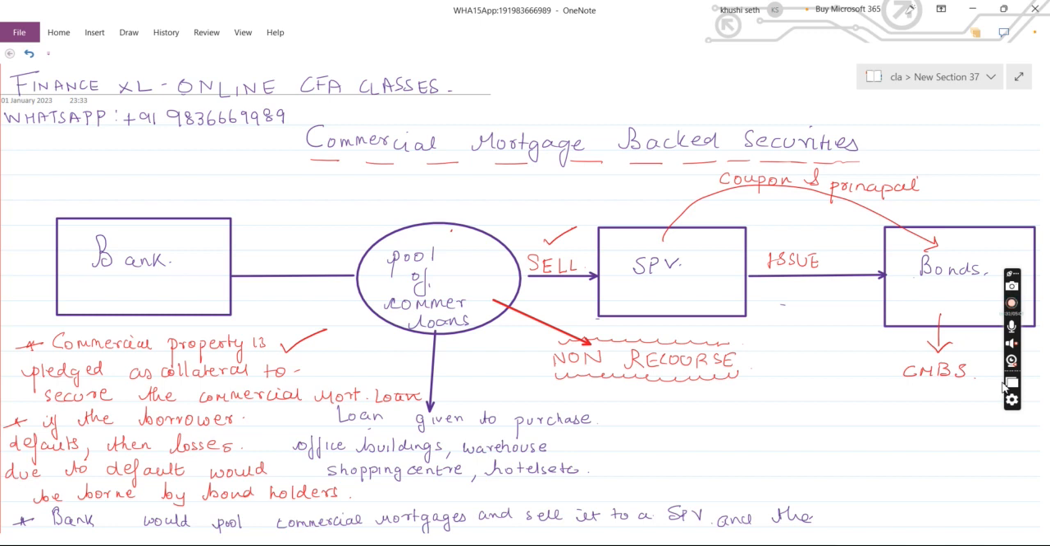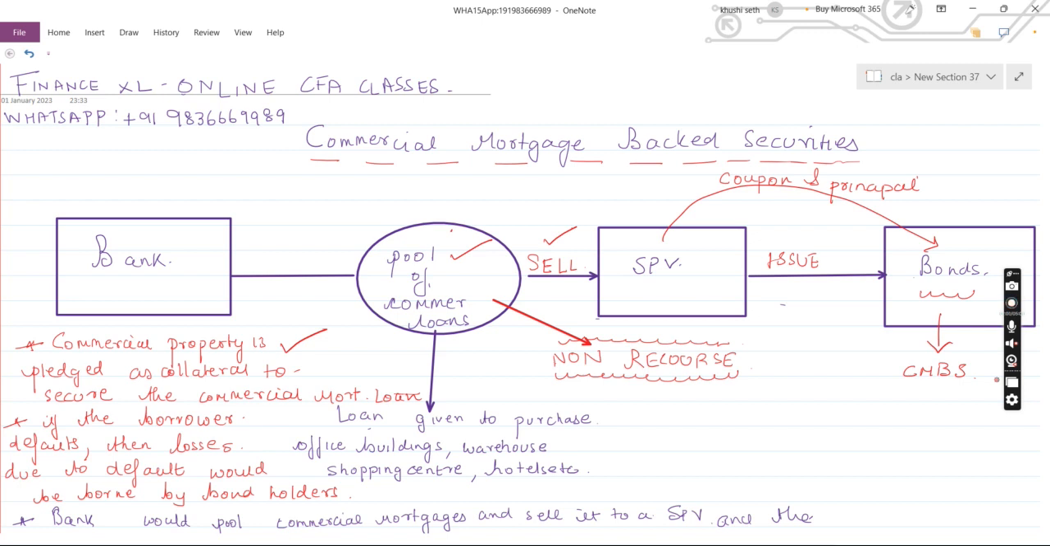So, what is the idea here? The bank pools its commercial mortgage loans, sells it to an SPV. The SPV in turn issues bonds that are backed by this pool of commercial loans. The borrowers of these loans won't pay their EMIs to the bank anymore. They would pay their EMIs to the SPV. The SPV would use these EMIs to pay coupon and principal to these bondholders. These bonds are known as commercial mortgage-backed securities.